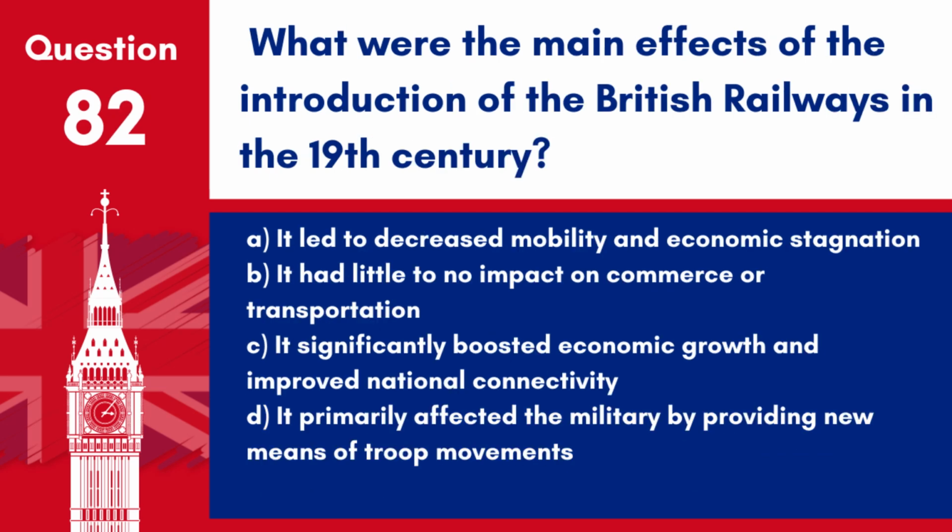Question 82. What were the main effects of the introduction of the British railways in the 19th century? A. It led to decreased mobility and economic stagnation. B. It had little to no impact on commerce or transportation. C. It significantly boosted economic growth and improved national connectivity. D. It primarily affected the military by providing new means of troop movements.